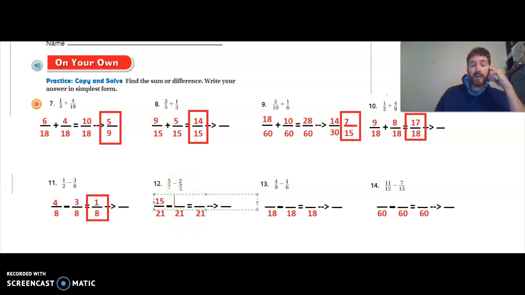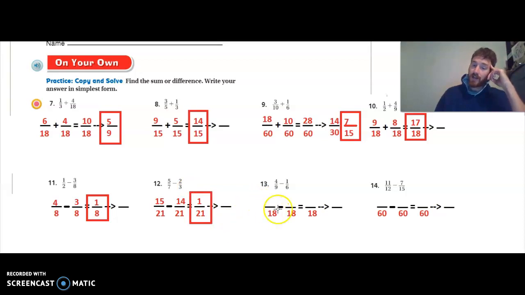Then we do 2/3 into 21. 3 for my denominator. To get from 3 to 21, I multiply by 7. So I have to do the same thing up top. So 2 times 7 is 14. And again, now we're going to subtract. Okay, so 15 minus 14, of course, is 1. And like we just said, we can't get any simpler than that. So this is our simplest form answer. Again, just remember we're subtracting.